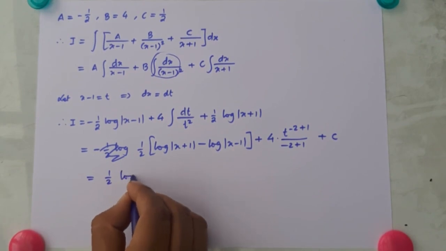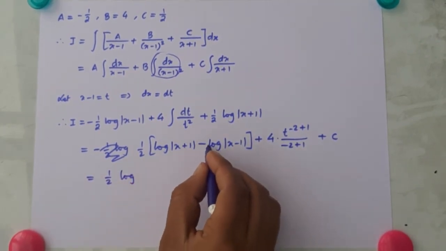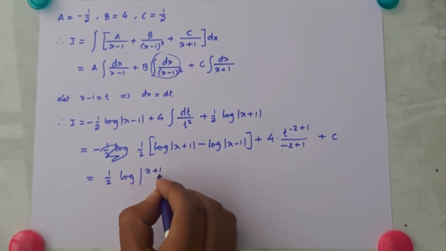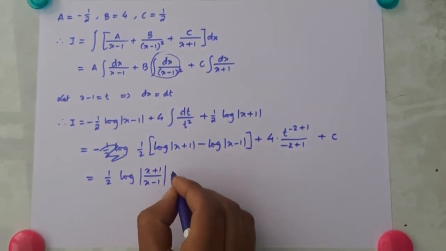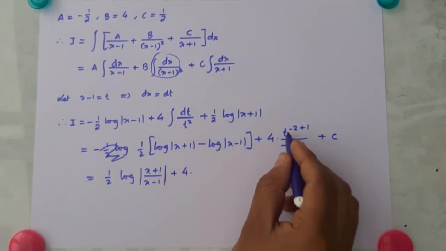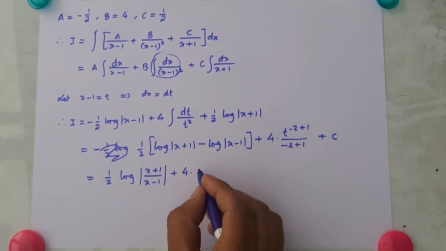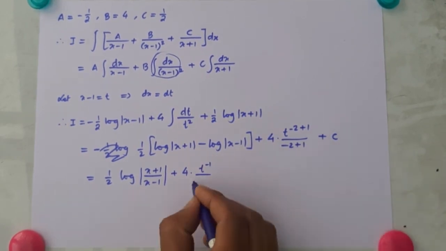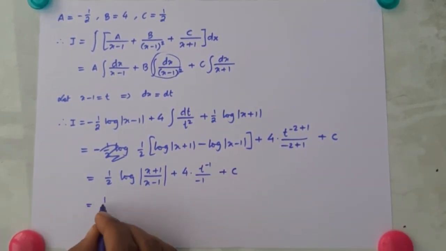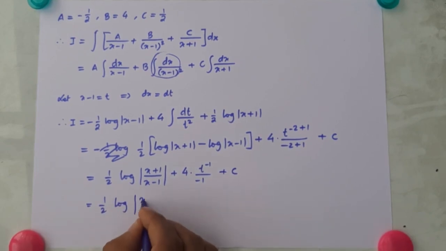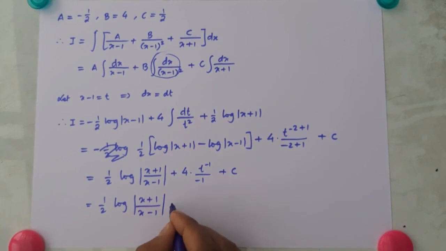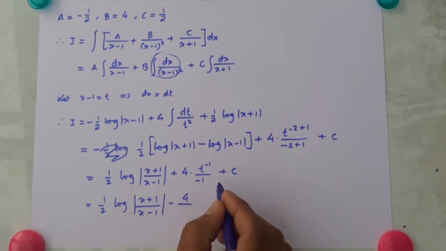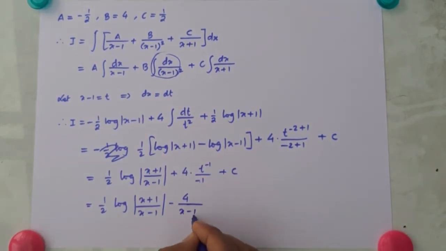So half, so this is log a minus log b, right? Log a minus log b is log a by b. Okay, plus 4 into t to the power minus 1 by minus 1 with constant of integration. So half log of (x plus 1) divided by (x minus 1). Okay, so minus into plus becomes minus, so this becomes 4 by t, isn't it? And what is t? t is x minus 1, with constant of integration. So this will be my answer for this particular question.